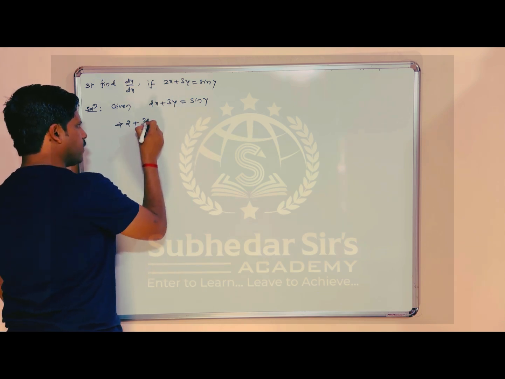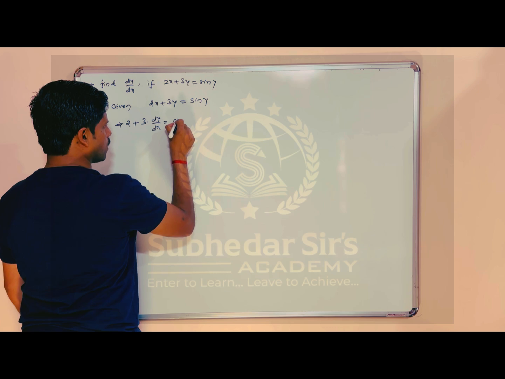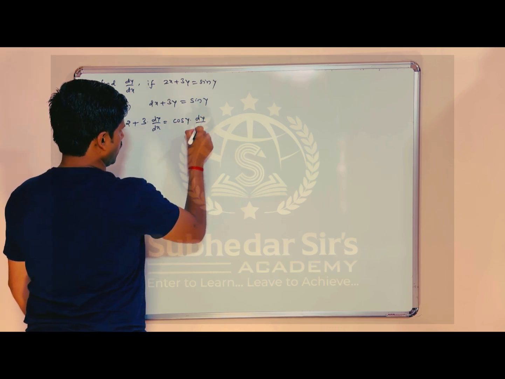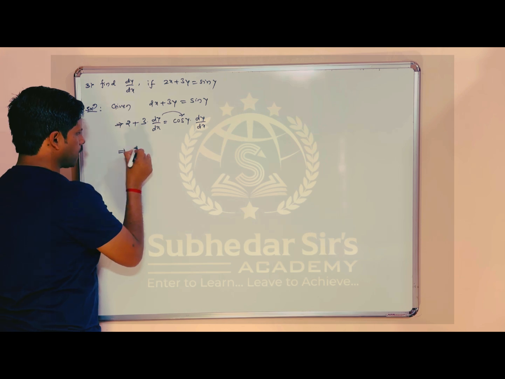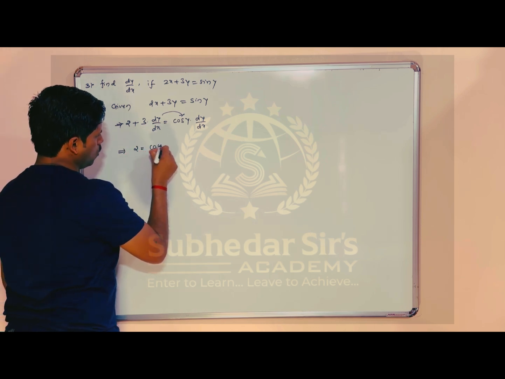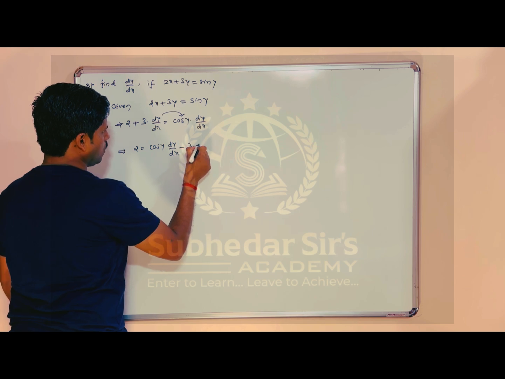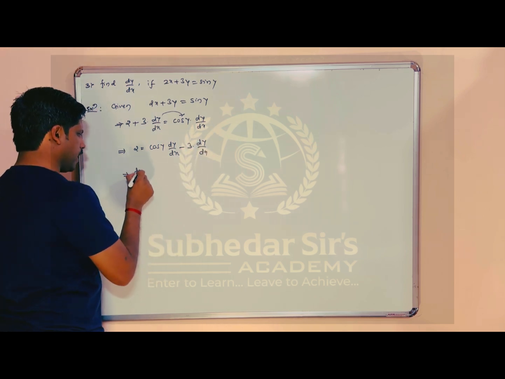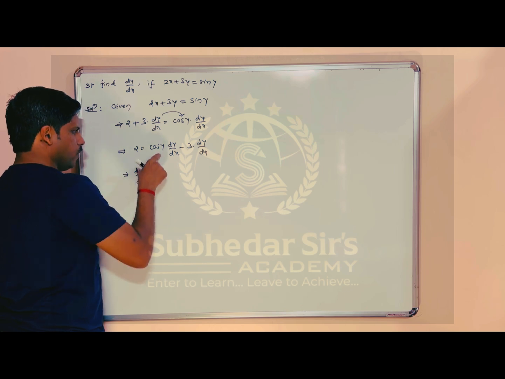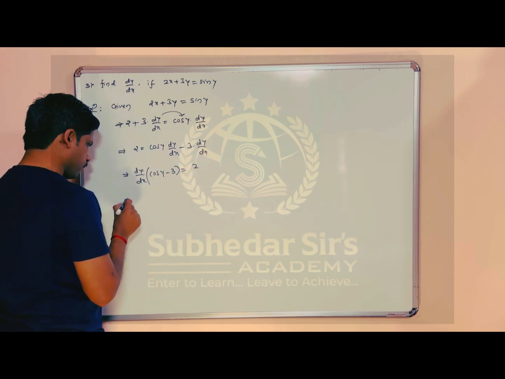Plus 3 into y differentiation is dy by dx is equal to sin y differentiation, cos y into dy by dx. So take this one to this side. We get 2 is equal to cos y into dy by dx minus 3 into dy by dx. In these two we have dy by dx common. I will take this one outside. We remain with here cos y minus 3 is equal to 2.